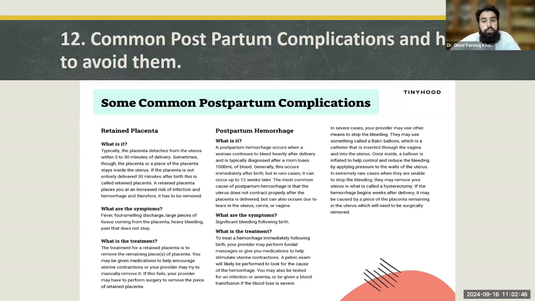it is an emergency. Generally, this occurs immediately after birth, but in rare cases, it can occur up to 12 weeks later. The most common cause of postpartum hemorrhage is that the uterus does not contract properly and some blood vessels remain open after the delivery of the placenta. But it can also occur due to tears in the uterus, cervix, or vagina. What are the symptoms? The symptom is significant bleeding after birth.